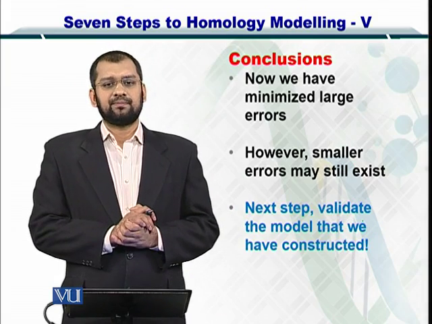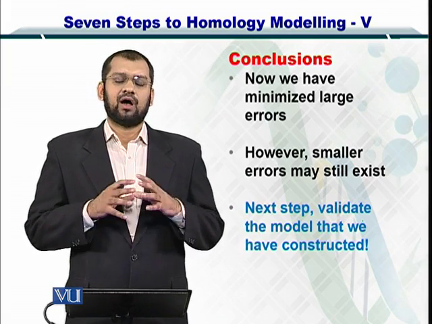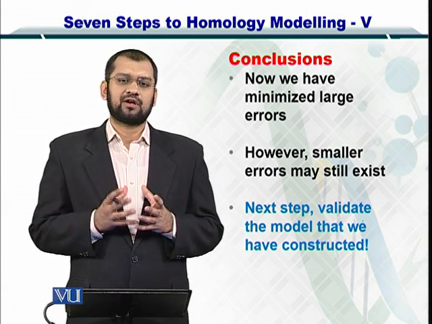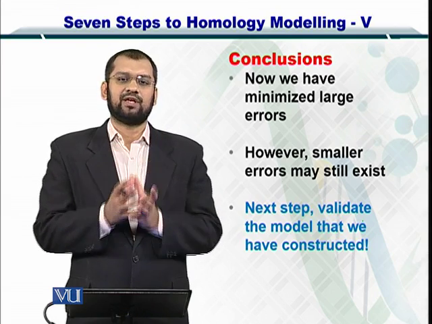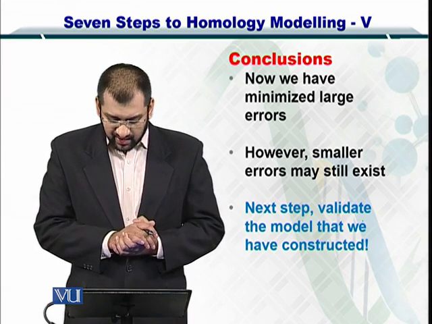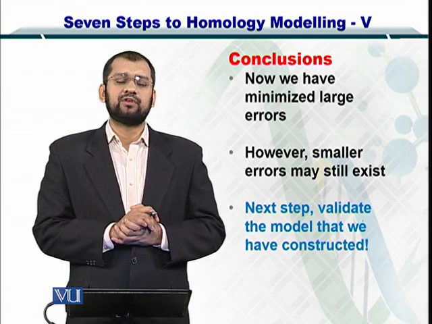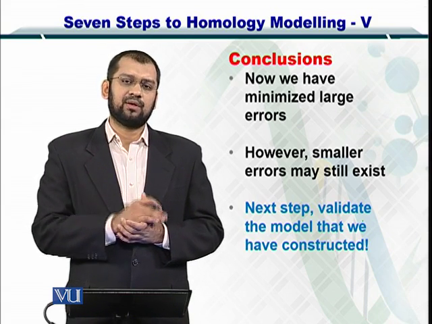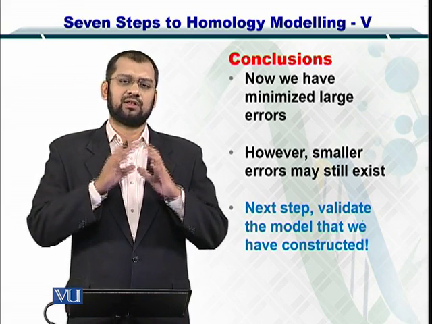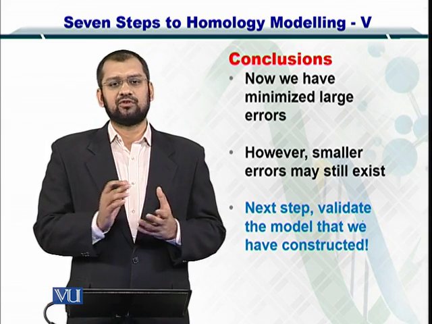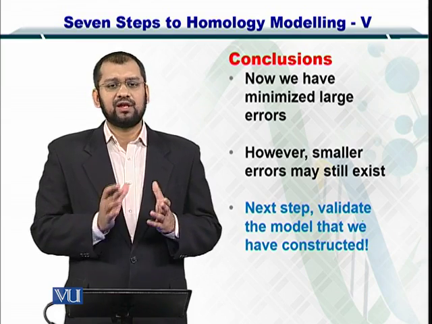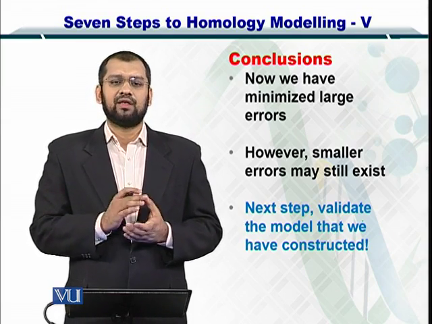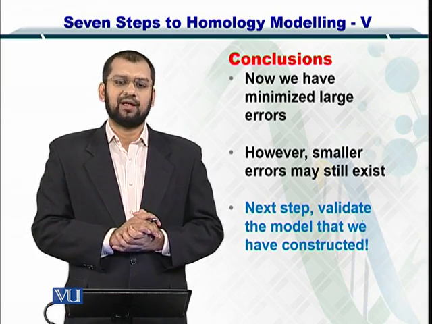In conclusion, we have now optimized the protein structure as well, and this protein structure is your final prediction. It will have some errors, which will obviously be there because it is only a prediction, but you have taken care of the major sources of errors and minimized them. The next step is to validate this structure, and that will conclude the homology modeling pipeline for you.